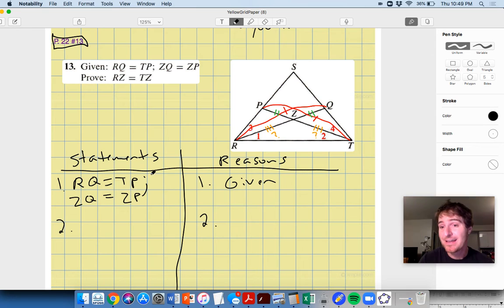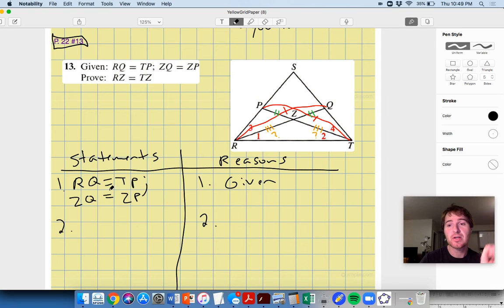So we want to be adding at some point here. Maybe you're just adding RQ plus ZQ and TP plus ZP just for the heck of it, because that might come in later. But I'm going to hold off on that. Your book seems to like doing that as a second step, but I'm going to hold off because it's kind of unclear what to do next. We wrote this all out. What does this all mean? We're going to come back to step one later.